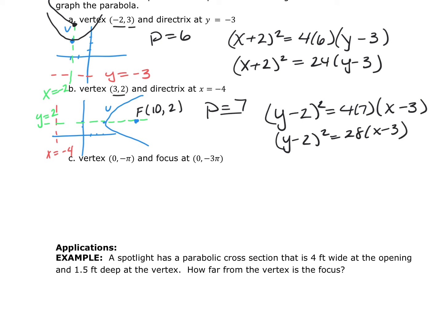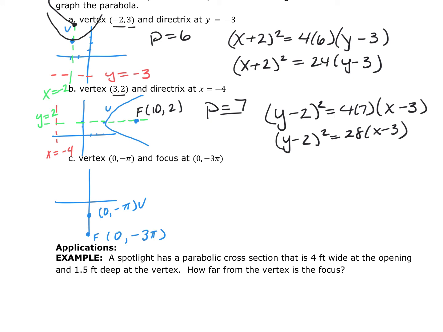Lastly, we have this one. Don't panic. We're going to go ahead and draw it. We draw what we have. My vertex is at 0, negative pi. So here is 0, comma, negative pi. Pi is just a number, 3.14-ish. So there's where my vertex is. My focus is at 0, negative 3 pi. So here's where my focus is, at 0, comma, negative 3 pi.